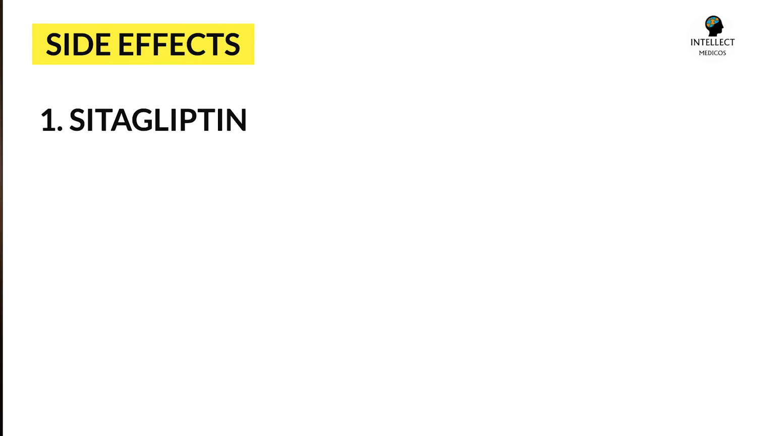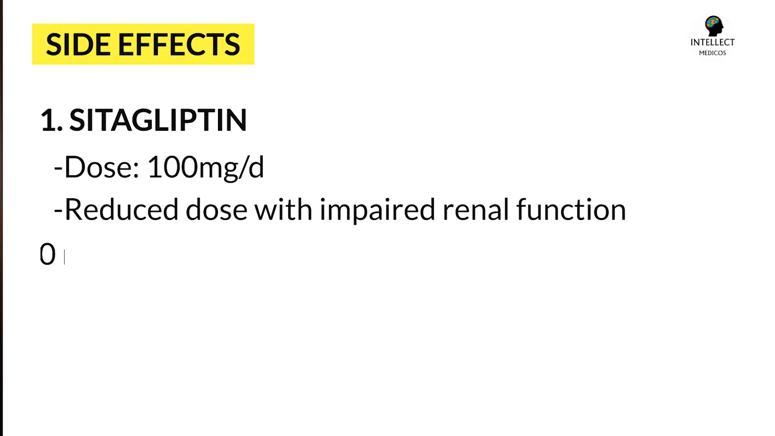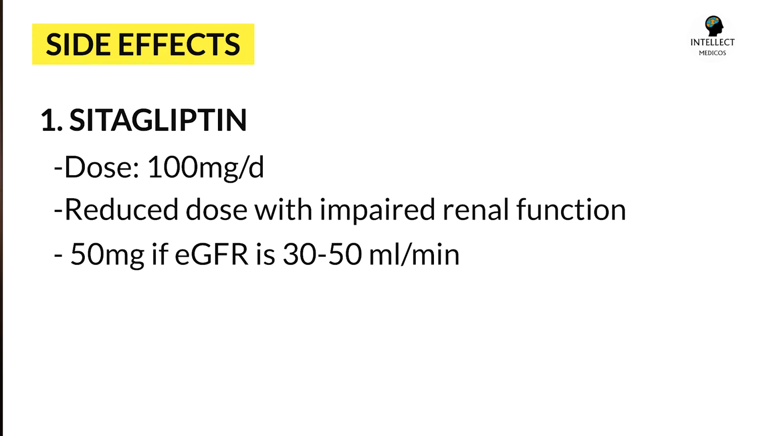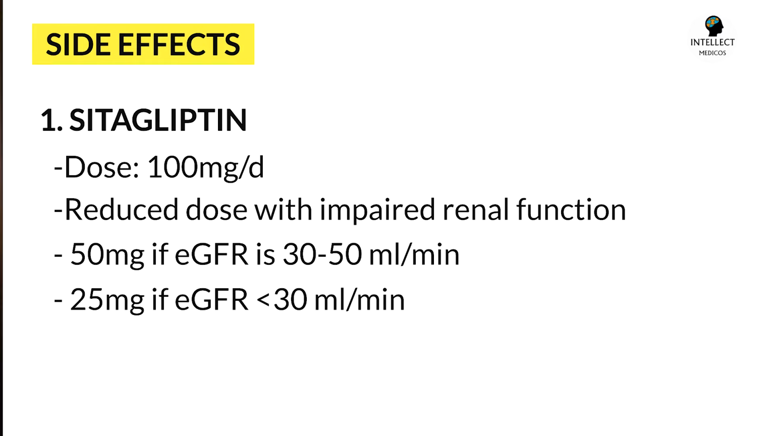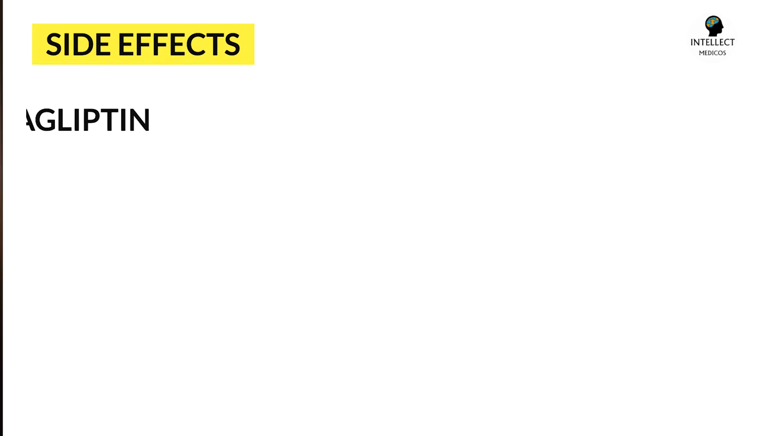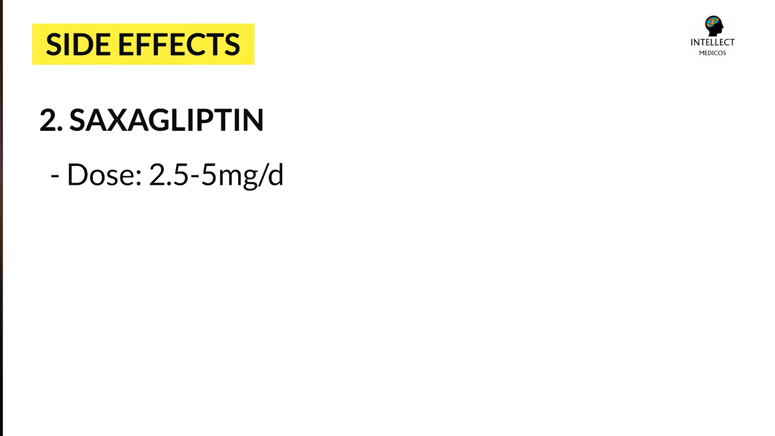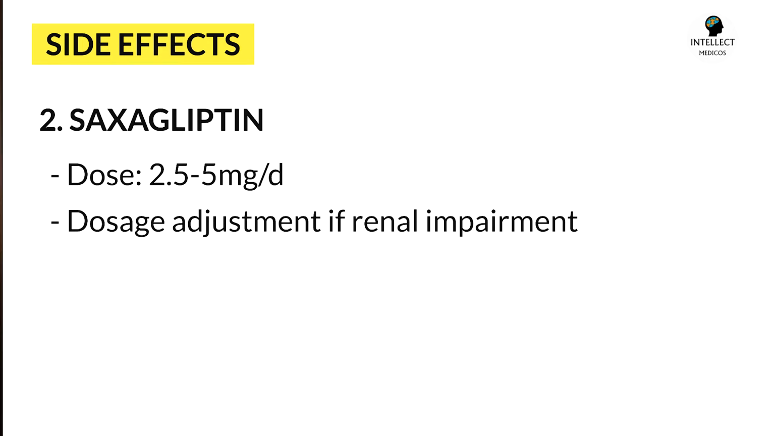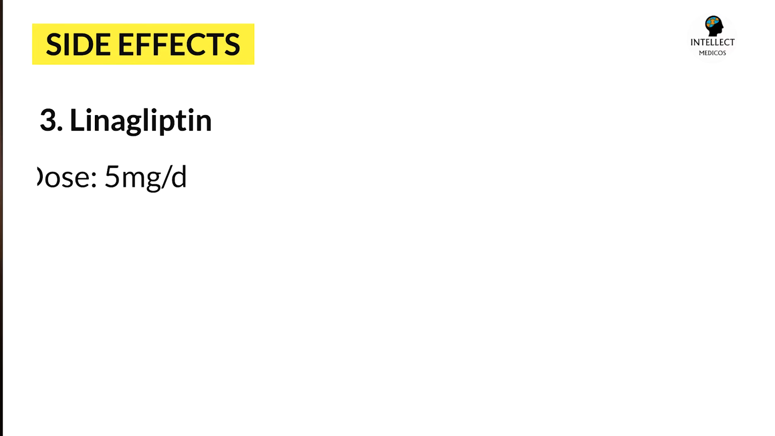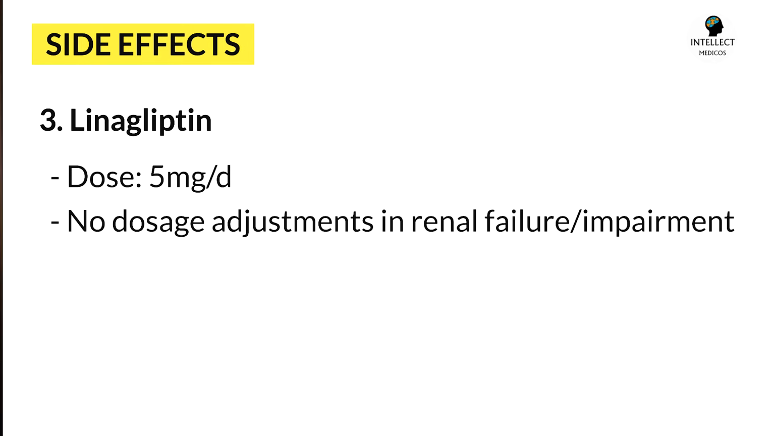And about the clinical use, sitagliptin is given orally as 100 mg once daily, and the dosage should be reduced in patients with impaired renal function. So 50 mg if GFR is 30 to 50 ml per minute, and you have to further reduce to 25 mg if it is less than 30 ml per minute. Second, saxagliptin is given orally as 2.5 to 5 mg daily, and dosage adjustment is recommended for patients with renal impairment. Third, linagliptin. The dosage is 5 mg daily orally, and since it is primarily excreted via bile, no dosage adjustment is required in renal failure or renal impairment.